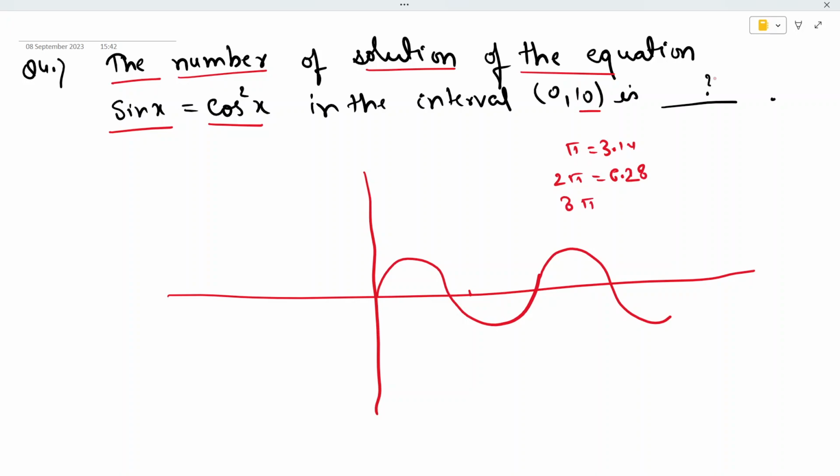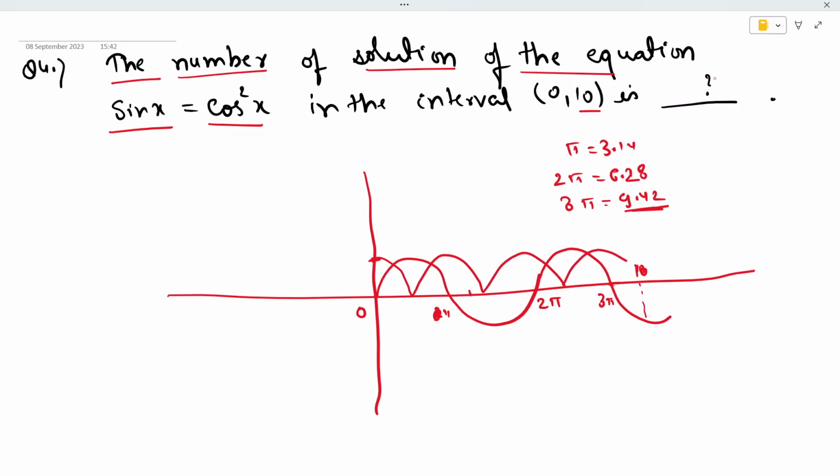3 pi is equal to, just add, 9.42. Okay. Now this is 0, this is 2 pi, sorry, this is 2 pi. Now this is 3 pi and somewhere 10 is here. 3 pi is equal to 9.42, so somewhere after 3 pi, 10 is here. Now you can plot the graph of cos x. Cos x starts from 0.